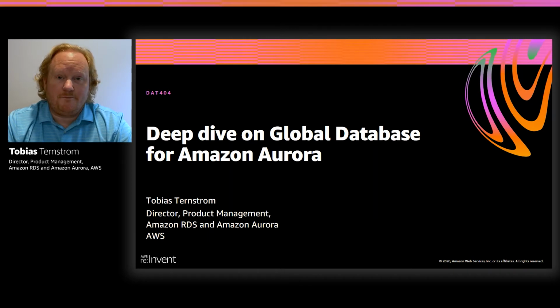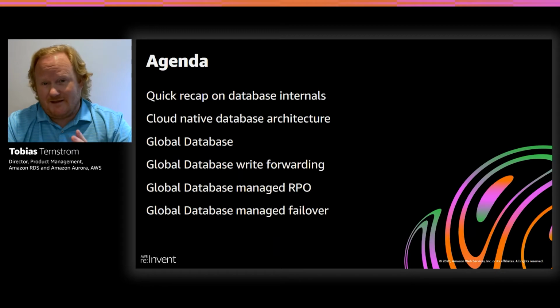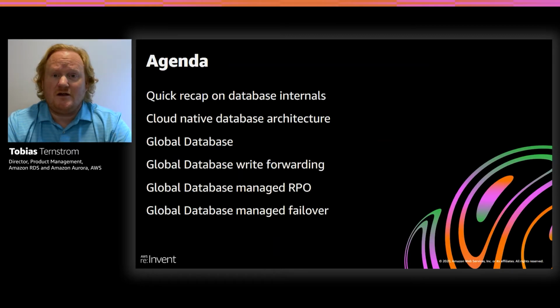I work on product management for Amazon Aurora, and we're going to spend some time today looking at global database for Amazon Aurora. So we'll start with a quick recap of database internals. It's related to how we actually do global database for Aurora, cloud native database architecture, and then we'll dive into global database and also look at some features we've released fairly recently around write forwarding, managed RPO, and managed planned failover.